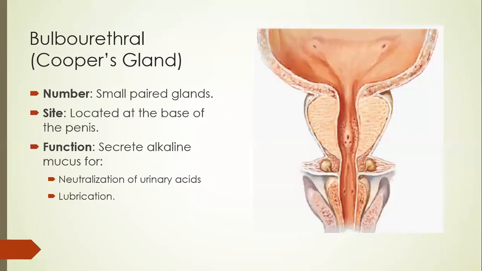Then we'll go to the next accessory gland, that is the bulbourethral gland. That is Cowper's gland. Here, this is the prostatic urethra, this is the prostate, and just below that we can see these small glands called the bulbourethral glands or Cowper's glands. They are small paired glands located at the base of the penis. This is the penis here, and just at the base of the penis are these glands. Function: they secrete alkaline mucus for neutralization of the urinary acids, and it also helps in lubrication.